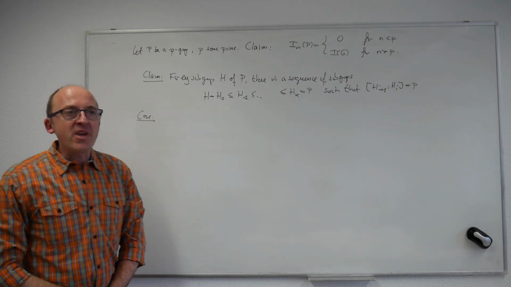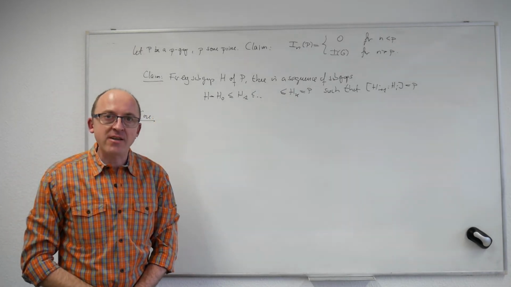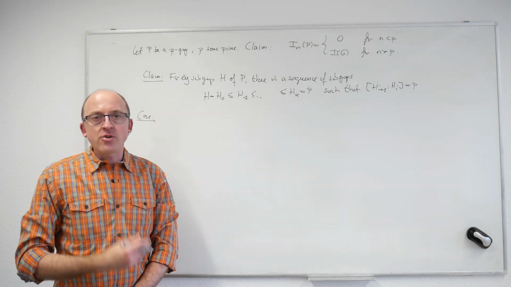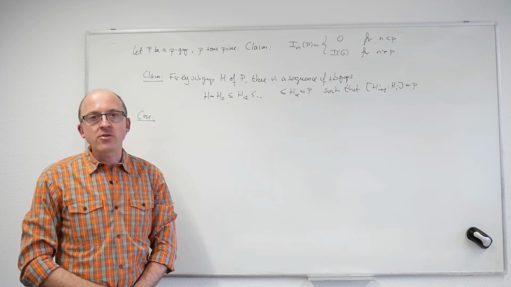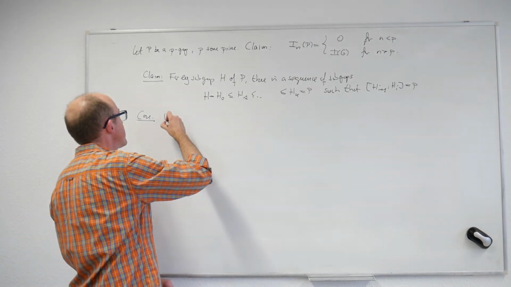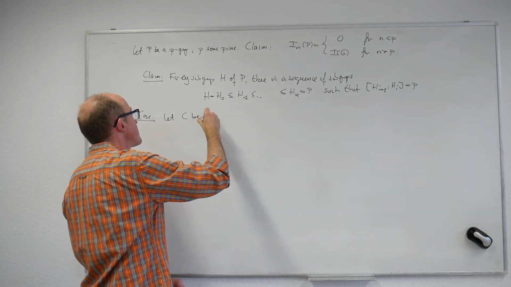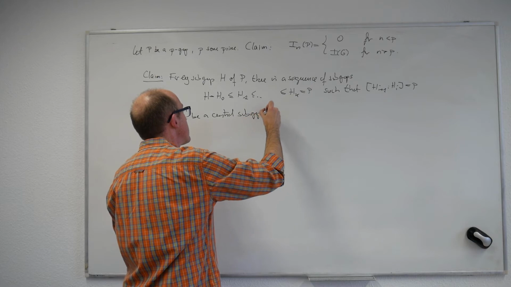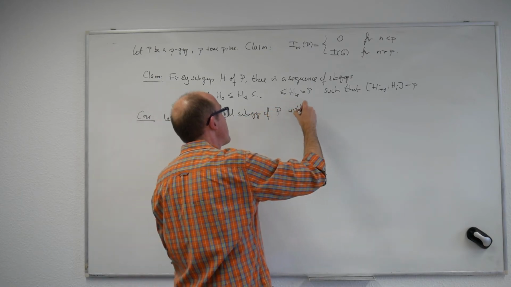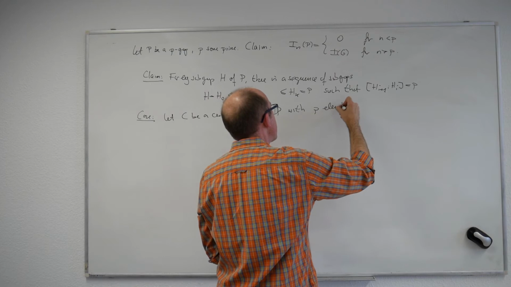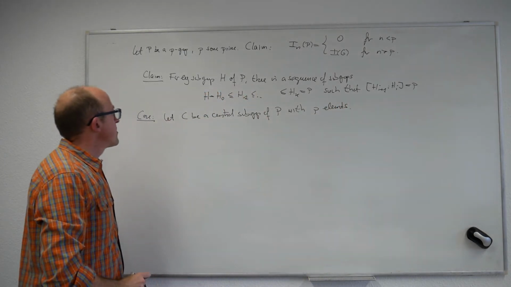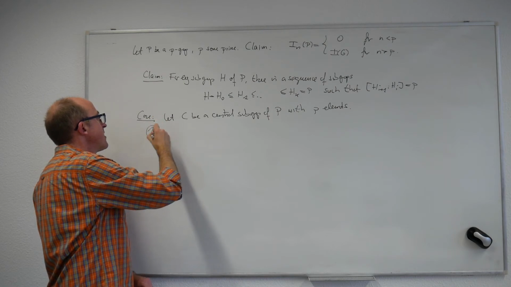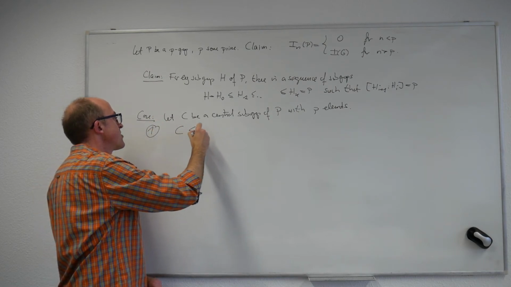So every p-group has a non-trivial center. That's an elementary fact from finite group theory that I need to use. So there's a non-trivial center, and in this center there's a central subgroup with exactly p elements. So let C be a central subgroup of P with exactly p elements. And then I'm going to distinguish two cases. So case 1 is when C is contained in H.